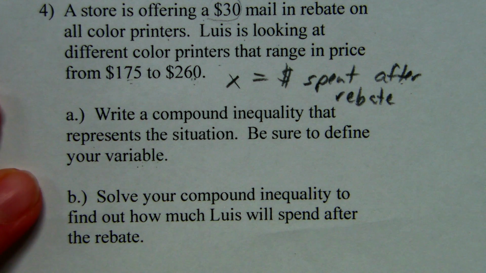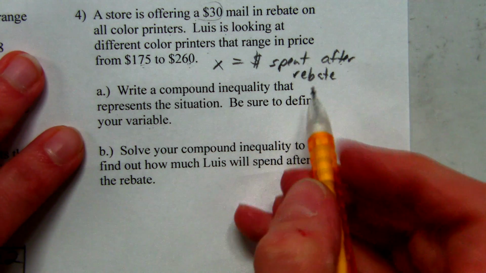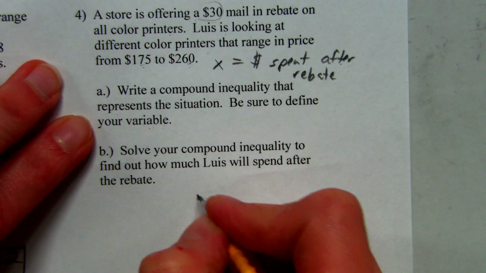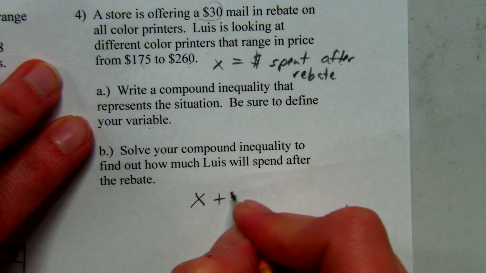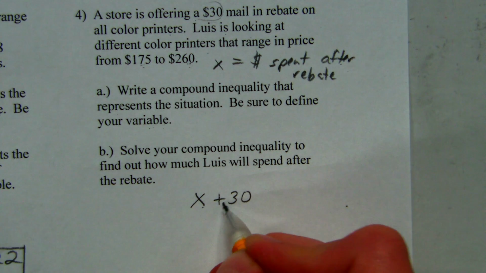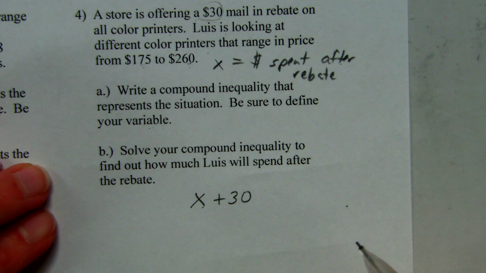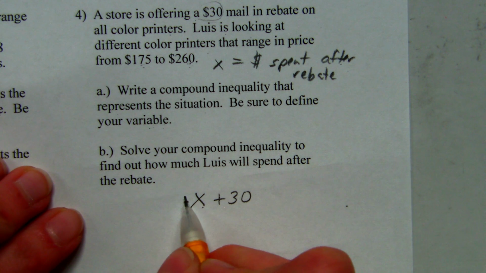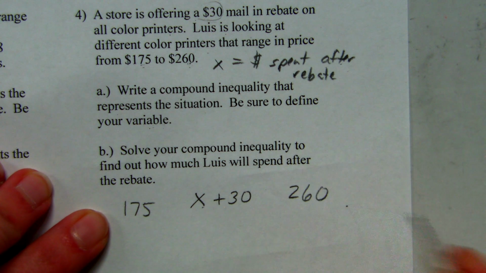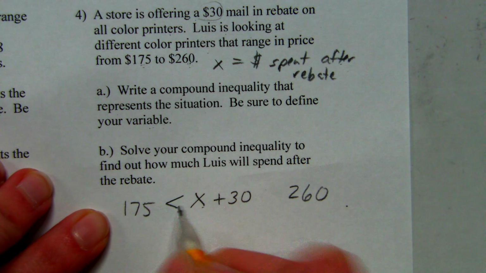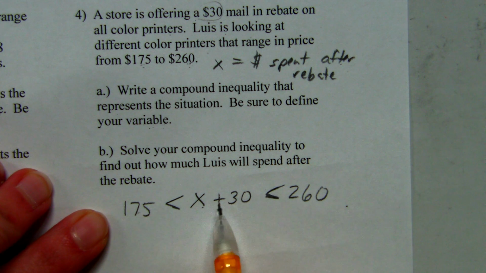I'm going to zoom out just so I have a little bit more room here for you to see what I'm doing. So if I'm writing the compound inequality, x is what I'm going to spend in the end, after they give me the rebate back. So the total price is the money I'm going to spend plus that $30 rebate. That's how I am choosing to set up this inequality. And so that is going to be between 175 and 260. That's the range. And so 175 is definitely the smallest, 260 is the largest.